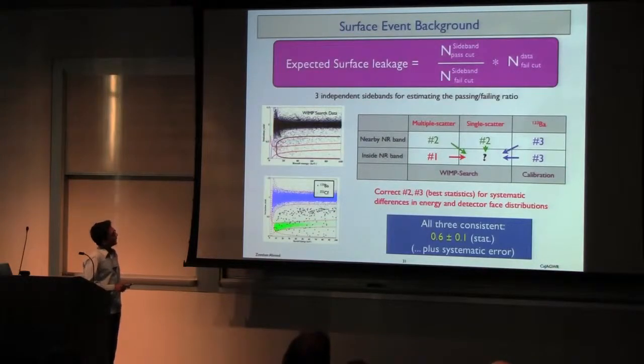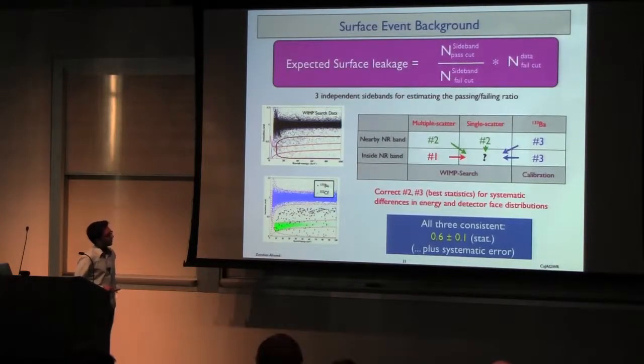So you can look at the multiple scatters inside the nuclear recoil band. In this region right outside the nuclear recoil band, we can look at multiple scatters as well. And we can also look at single scatters. And then we can use the calibration data, and we can assess both inside and outside the nuclear recoil band what this cut performance is.